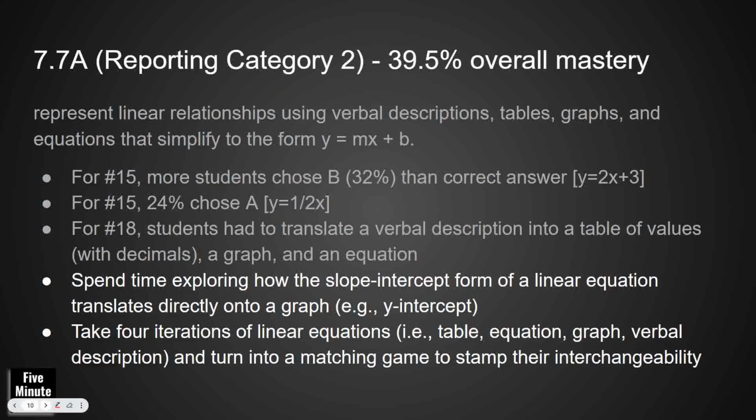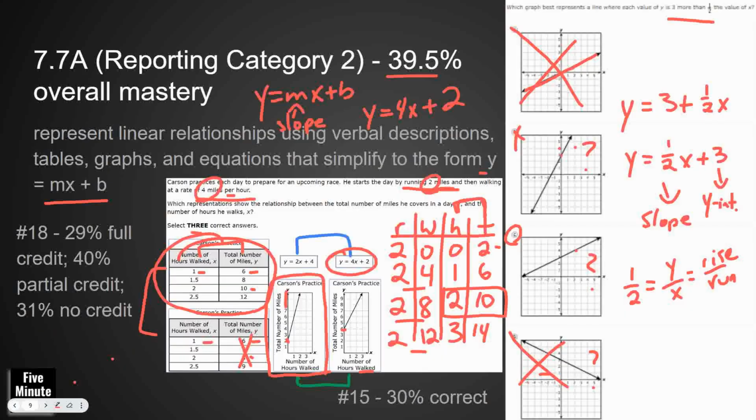So for number 15, more students chose B than the correct answer. Now let's go back and look at B. 32% chose B. Now, why did they choose B? Well, because they're looking at that 3. So this does work for the y-intercept, and it is a positive slope, but it is not the right slope.